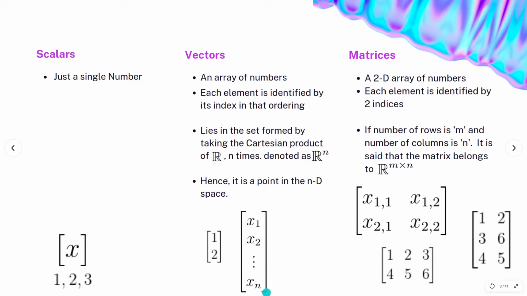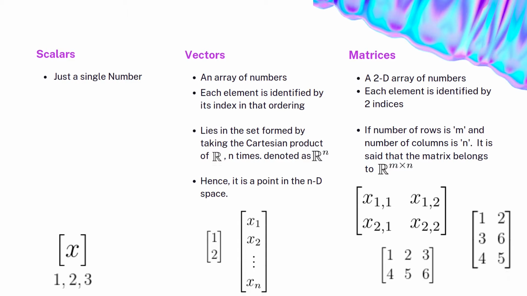Similarly, in this example, we have taken x1, x2, so on till xn. We have taken n numbers, and therefore this vector is said to be an n-dimensional vector, and the first index is x1, the second is x2, and the nth index is xn. And vectors generally have a notion of direction associated with them.